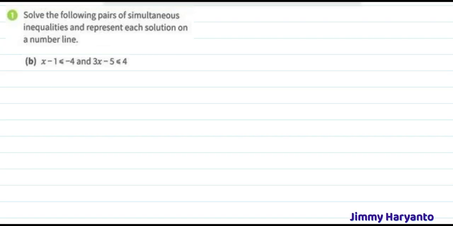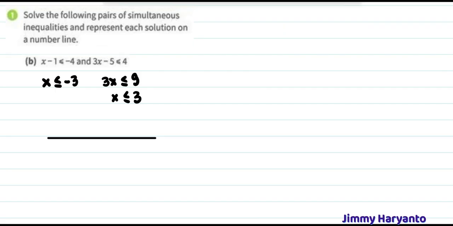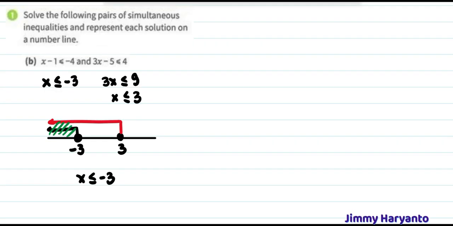Next is question B. So x less than or equal to negative 4 plus 1, that means negative 3. For this one, 3x less than or equal to, move the 5, you'll have 4 plus 5 equals to 9. X less than or equal to 9 divided by 3 equals to 3. And I will create the number line. The number line should be like this, negative 3 and 3. The negative 3 go to the left, the 3 will go to the left also. That means this one is the overlap area. That also means the final answer is x less than or equal to negative 3.